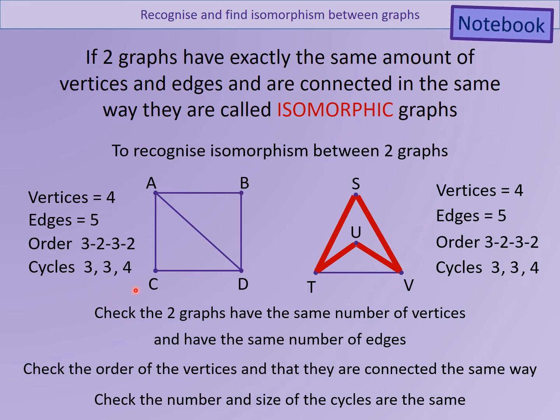Are they? Do they have the same amount of vertices? Do they have the same amount of edges? Do you get the cyclic order the same? And do you have the same number of cycles in each? As long as it passes those 4 checks, the graphs can be said to be isomorphic. Okay, just pause there, take down what you need.